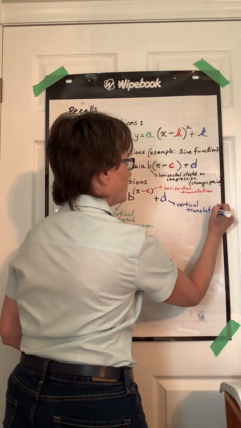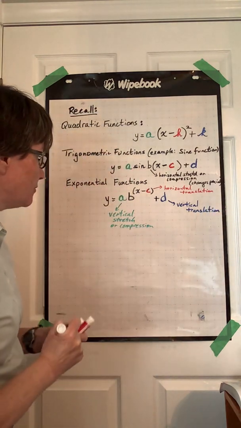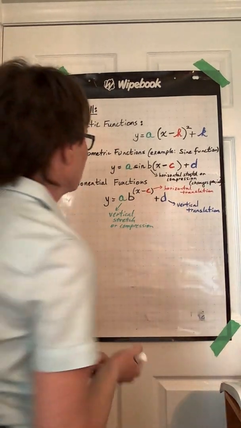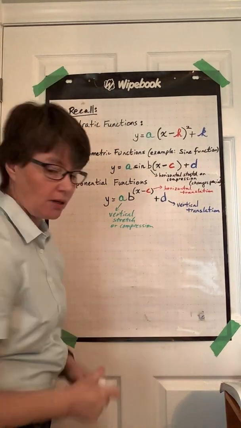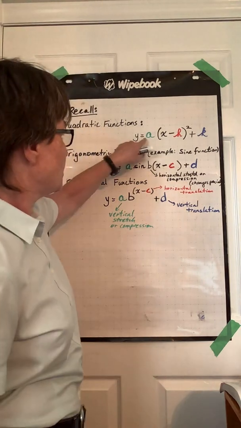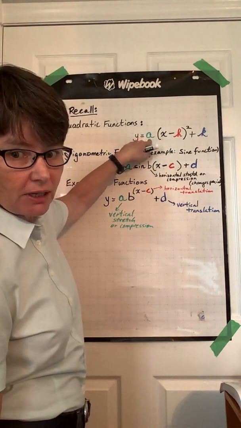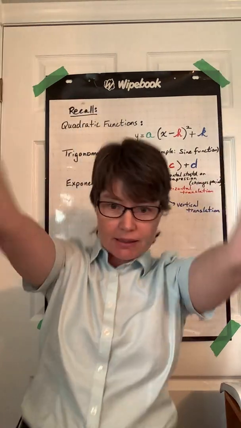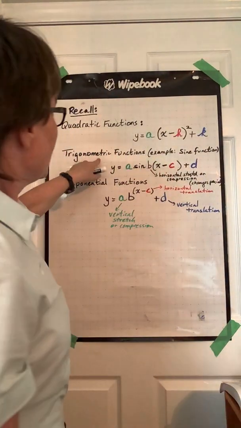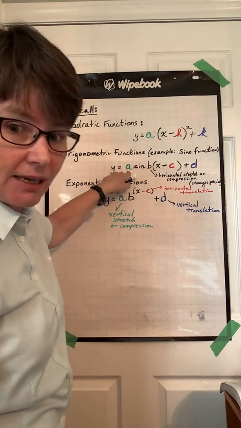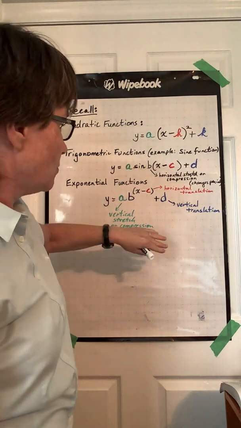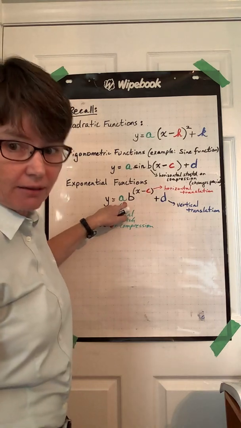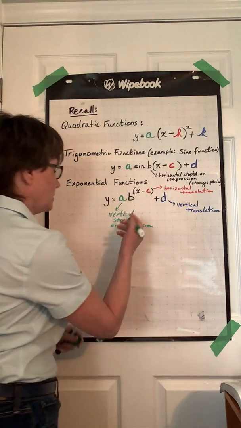Now, I also forgot to talk about if a is negative in each of these. If a is negative, we have a reflection in the x-axis. So instead of that quadratic opening up, it's going to open down. A trig function, if a is negative also, reflection in the x-axis. A also, if it's negative, reflection in the x-axis.